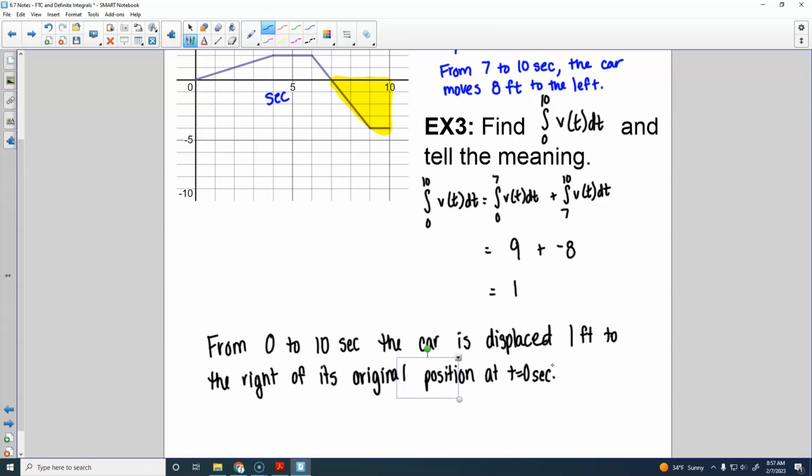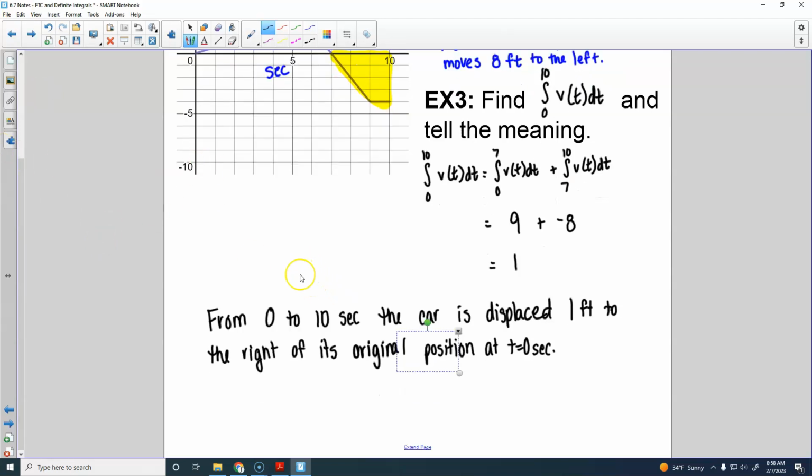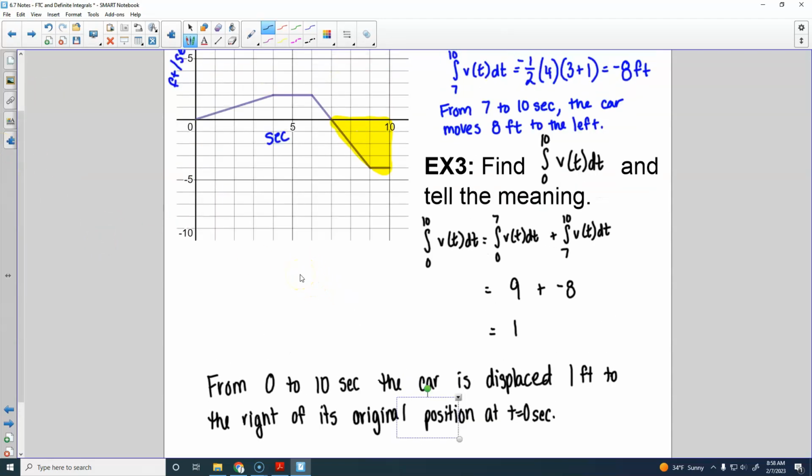There may be some ways you could word it with origin where it would be okay, but I'd be careful because they might take you saying origin to mean that it's 0, 0 on the graph, and it might not be. So if we knew the car started at 7, then after 10 seconds it would be at 8 feet. Whereas if it started at the origin, if it started at 0, then it would just be at 1. So, okay, questions?